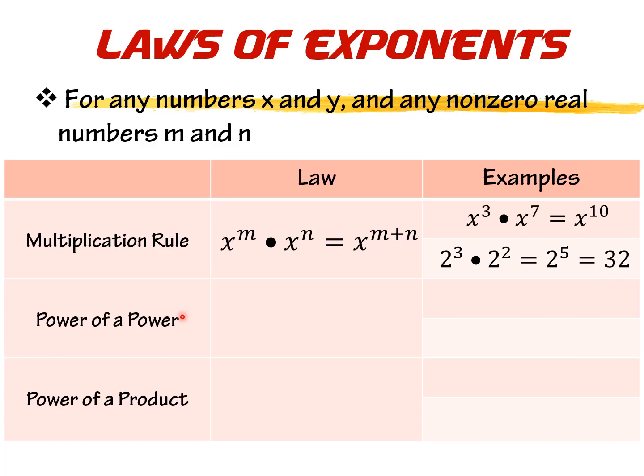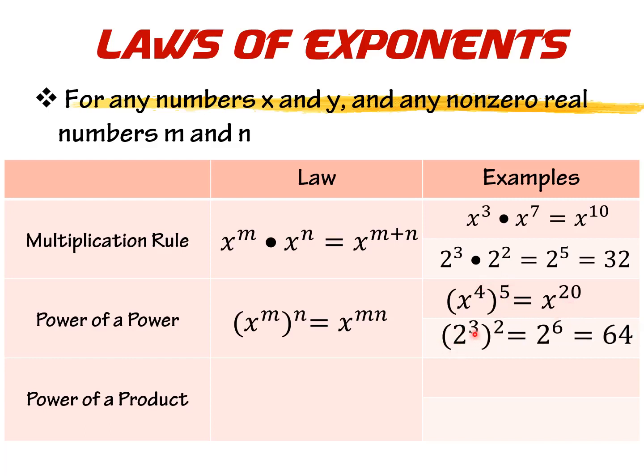Next is the power of a power law. If we have x raised to m, raised to another power n, again, copy the base and then multiply the exponents m times n. Example, the quantity x to the 4th raised to the power of 5. So multiply 4 times 5 and copy the base, so that will give you x to the 20th power. Another example, if you have 2 cubed, quantity raised to the 2nd power, again multiply the exponents and copy the base, so 3 times 2, that will give you 2 to the 6th power. And then again simplify this one, that will give you 64.